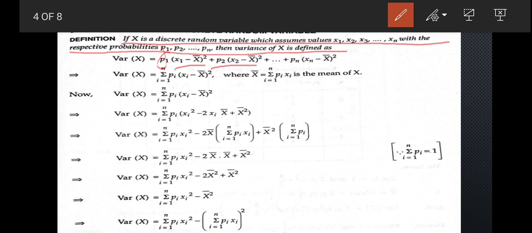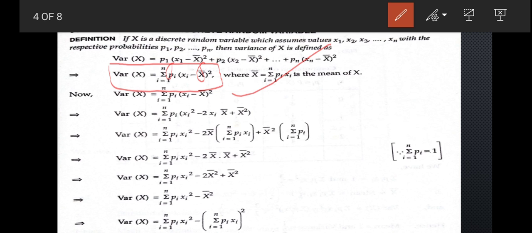But while finding variance, in x1 we subtract the mean and then find the whole square. Similarly in x2 we subtract the mean and find the whole square. In xn we subtract the mean and find the whole square. So this is the formula for variance: summation of i equal to 1 to n, pi, that is the probability, times (xi minus mean) whole square.